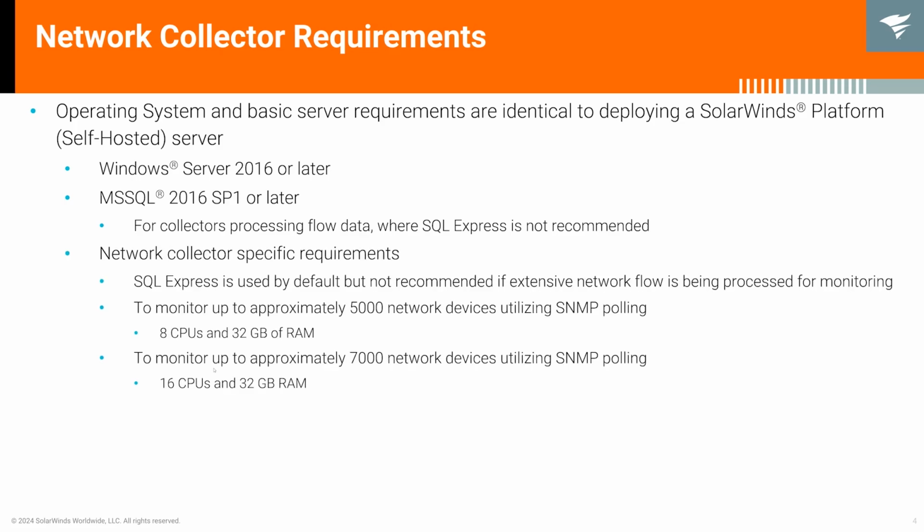Network collectors by default will use SQL Express, but this is not recommended if you are processing an extensive amount of network flow data in your Observability SaaS due to the volume and performance-heavy nature of flow data. To determine CPU and RAM for your network collector, you will want to have an estimate of how many network devices, specifically using SNMP, are going to be pulled and that you will be monitoring. For a collector monitoring up to 5,000 devices, a good starting point is 8 CPUs and 32 gigs of RAM. For a collector monitoring up to 7,000 devices, a good starting point is 16 CPUs and 32 gigs of RAM.